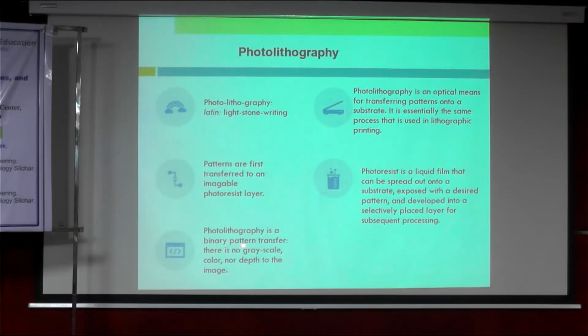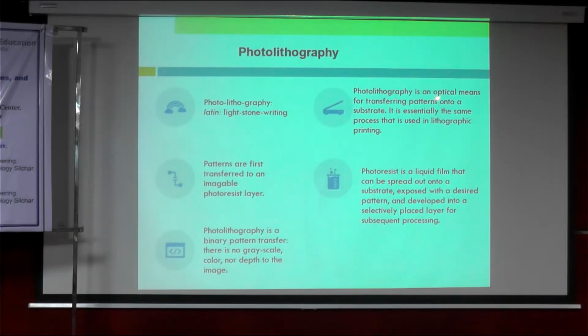Then photolithography is the binary pattern transfer. There is no grayscale, color, nor depth to the image. So the image transfer is just about the pattern that is transferred. When you remove the part of the resist, you can have the actual image that you can see. But before that, it is just a process to transfer the pattern in a binary way, which is mentioned here.